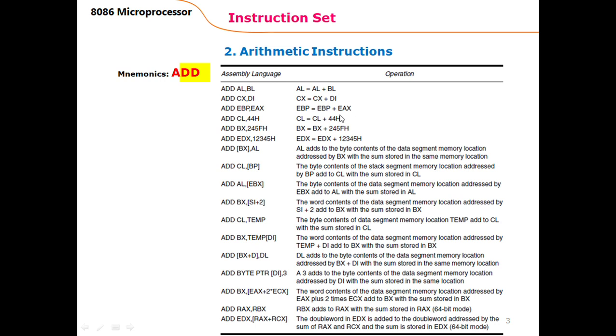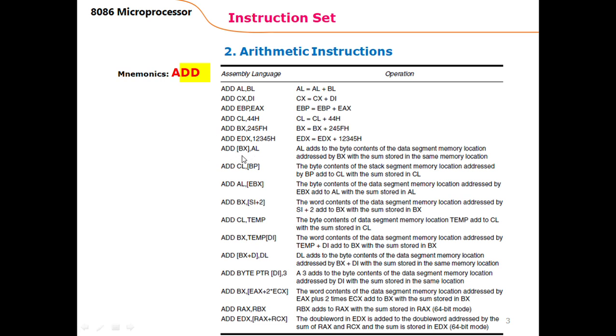So the 16-bit content, 32-bit content are added, and the result is stored back into the 32-bit register. Here an 8-bit immediate value is added with the 8-bit CL register, and the result is stored back into the CL. Here the 16-bit immediate value is added with BX, and the result is stored in the BX register. And again, a 32-bit immediate value is added.